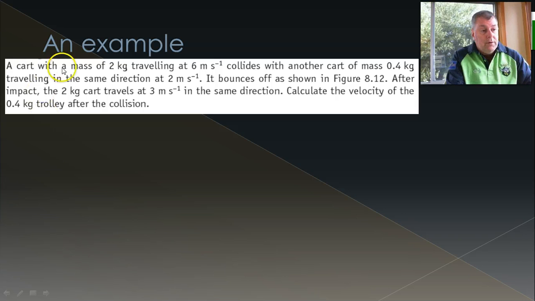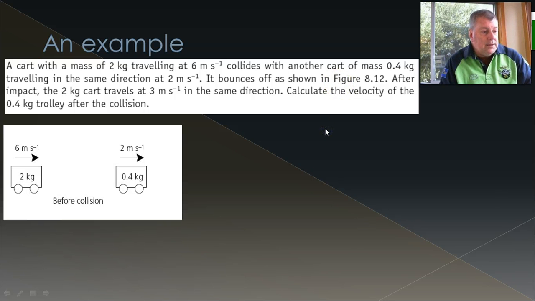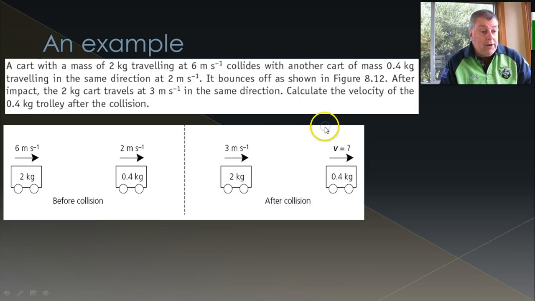Let's do an example. We have a cart, 2 kilograms, traveling at 6 meters per second, collides with another cart, 0.4 kilograms, traveling in the same direction at 2 meters per second. It bounces off as shown. Okay, there's our initial. So both of them will have some momentum. And then our after is the 2 kilogram one proceeds at 3 meters per second. So it's actually slowed down, hasn't it? And so it's lost some momentum. That momentum must now be on this cart, but we don't know this velocity, and that's the question that we're asked. What is the velocity here?